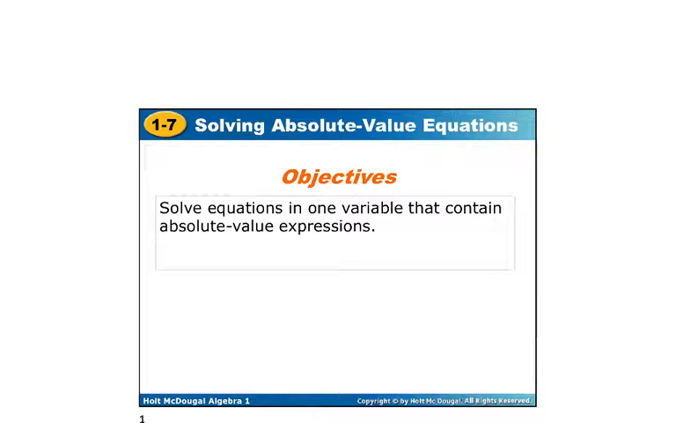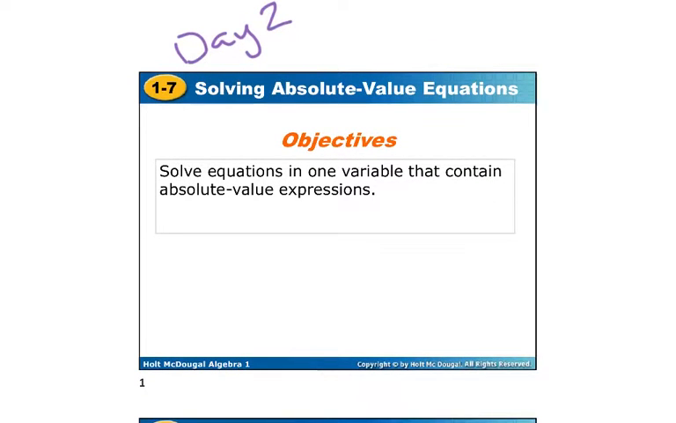Alright, so here are our 1-7 day 2 solving absolute value equations. So we're going to go into special cases now, even though we already had cases. But before, remember that there was a case 1, which was your positive case, and a case 2, which was your negative case, and then you continue solving. Well, now there's going to be a few other things that happen.